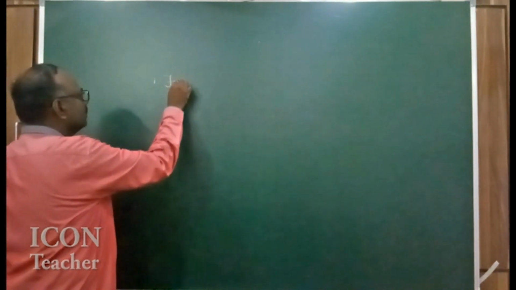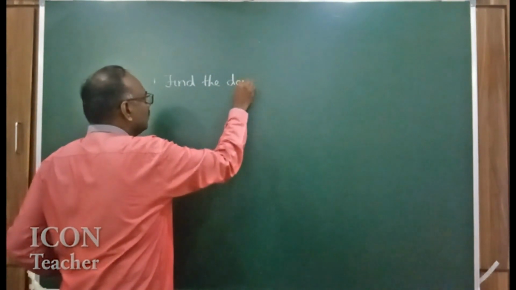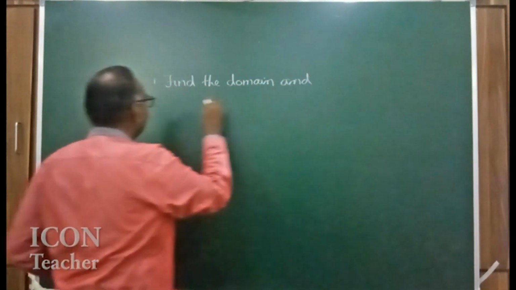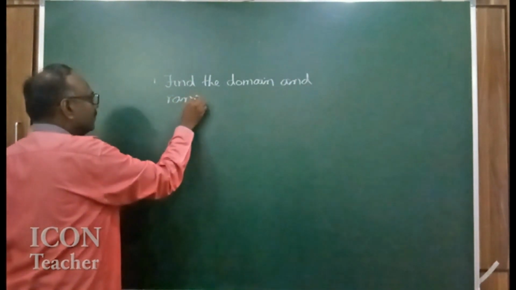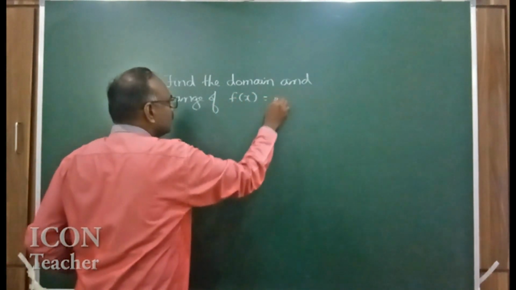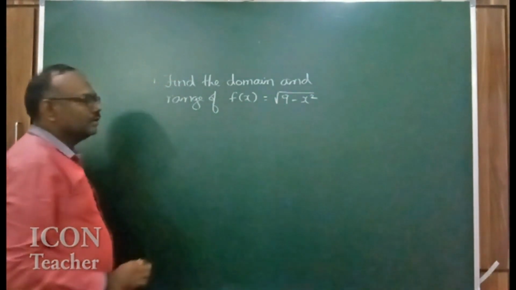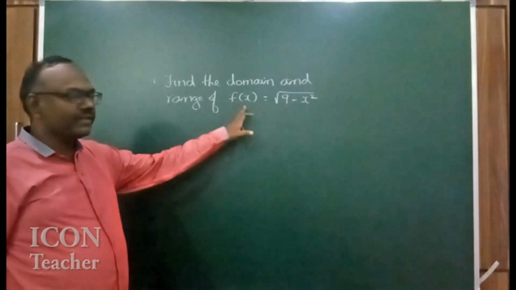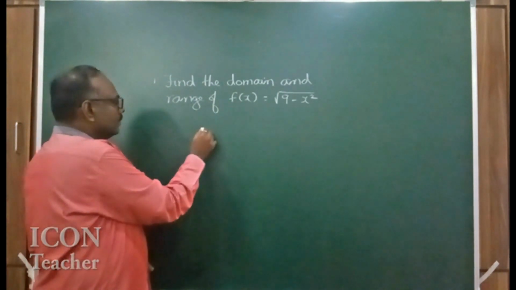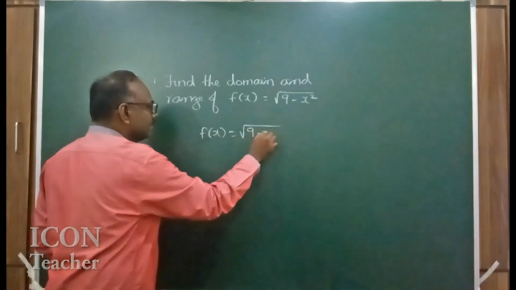Find the domain and range of f of x is equal to square root of 9 minus x squared. To find the domain and range of f of x equal to square root of 9 minus x squared, well, given f of x is equal to square root of 9 minus x squared.